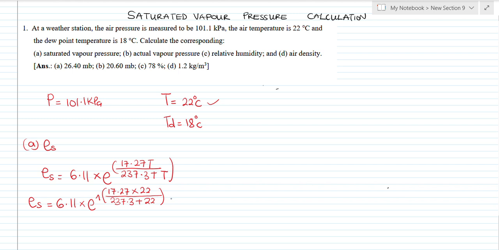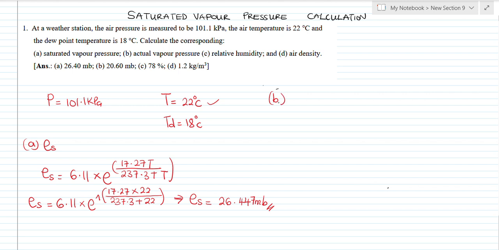If you use your calculator, you are going to get the saturated vapor pressure to be 26.447 millibar. The answers are here, but these are approximated answers. If you use your calculator, you see that you are going to get this. Are you okay?